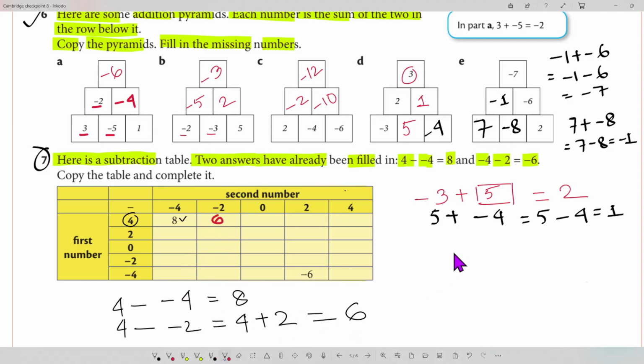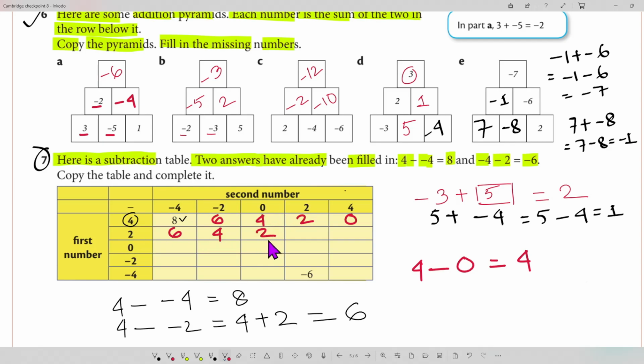Next 4 minus equals to 4, right? So here is just 4. Again 4 minus 2, it will be 2. 4 minus 4, it will be 0. Simple. 2 minus minus 4, so minus and minus will become plus, so 2 plus 4, it will be 6. 2 minus minus 2, then minus and minus plus, 2 plus 2, it will be 4.